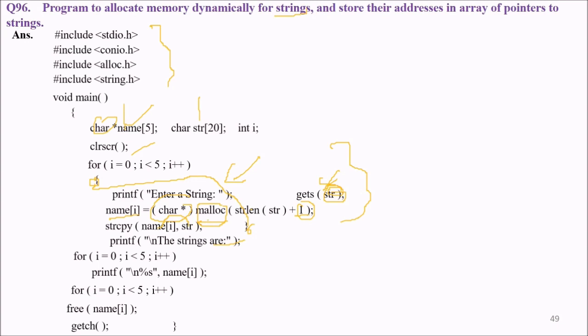So when this is done, we can print it. How are you going to print it? Again a for loop for name i. Okay, and then we free the names that we have got. So 0 to 5 we free it. So this is how we allocate memory dynamically for strings and store the addresses in an array of pointers to strings.